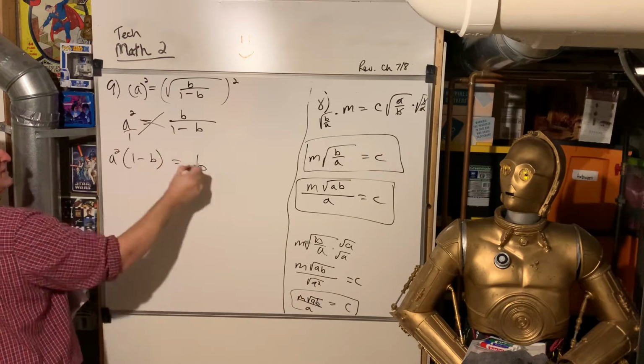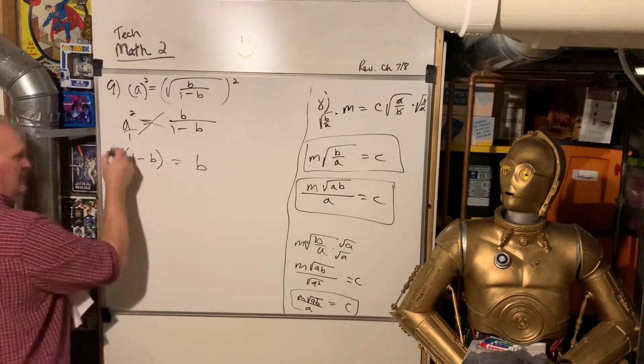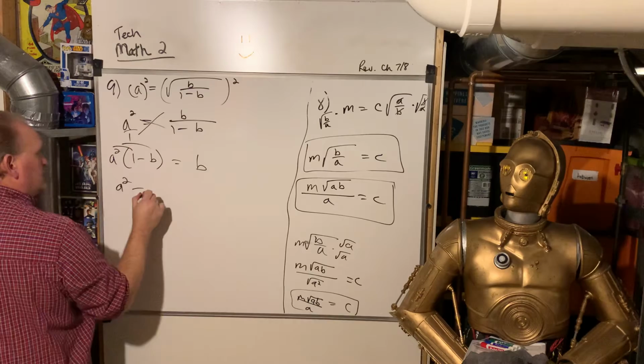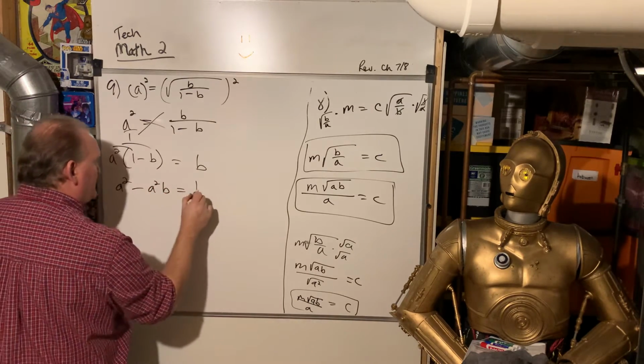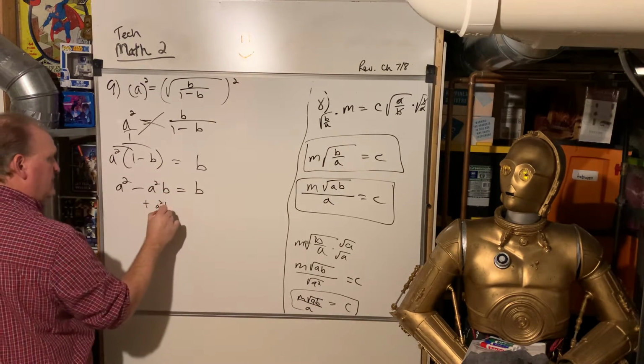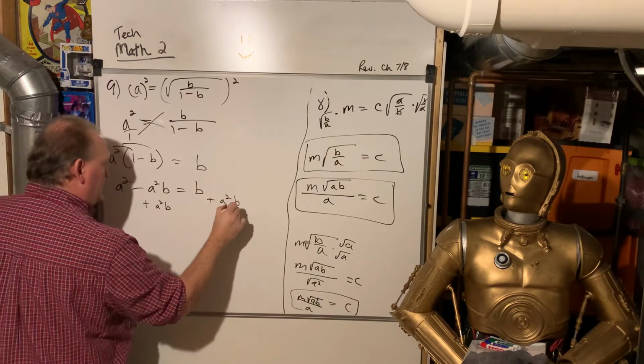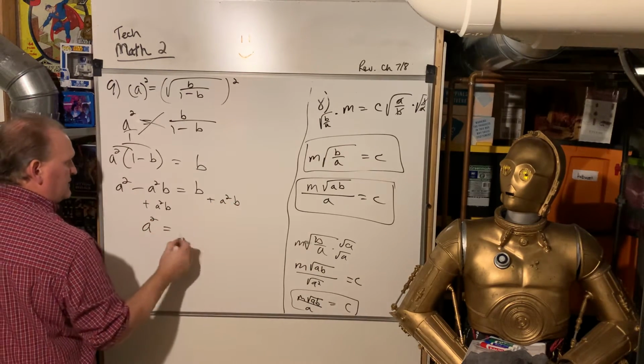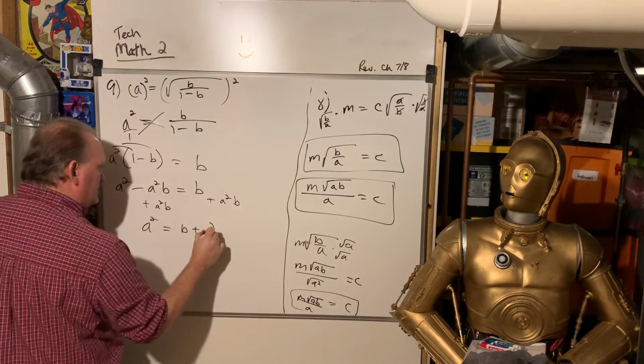Right? So b times 1 is b. a squared times 1 minus b is a squared minus a squared b equals b. Add a squared b to both sides. a squared is equal to b plus a squared b.